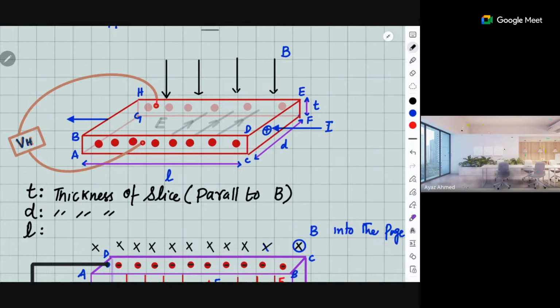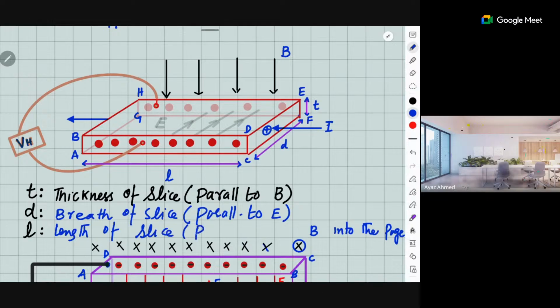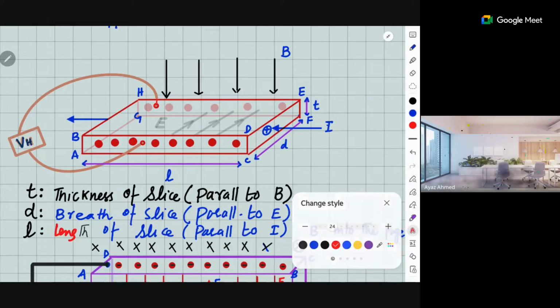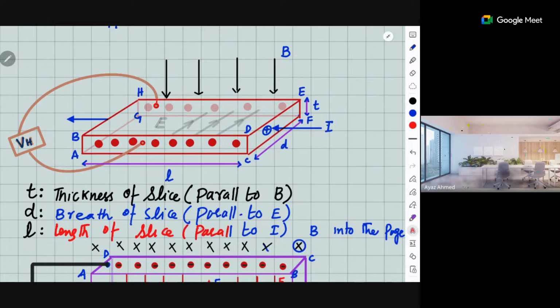d is basically the breadth of the slice, and that is parallel to the electric field. You got my point? Is this very clear to everyone? And l is the length of the slice, and that is parallel to the current. Never forget these three things. They are very important because they are asked in your exam, how these all differ from each other. Till this point, any confusion?